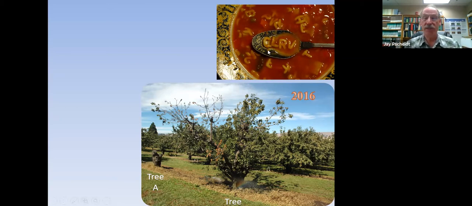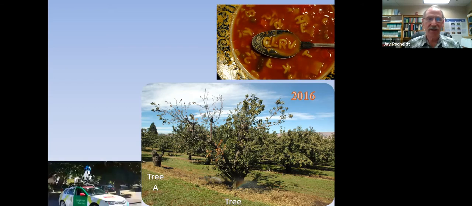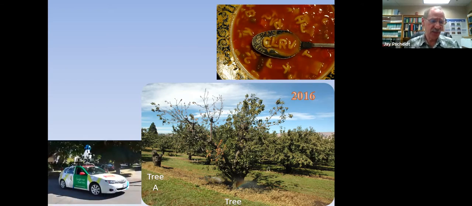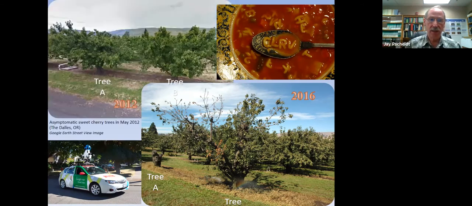We found a particular virus, cherry leaf roll virus. That's its abbreviation. And it was a new find for Oregon. We had never seen it before. This is in 2016, as it says there. Well, yeah, we could use that. This was actually next to the street. This is a view of Google's car. They have all the cameras mounted on the top of it there, and they just run this thing down the streets, getting all these pictures. And we could see that in 2012, that tree looked just fine.